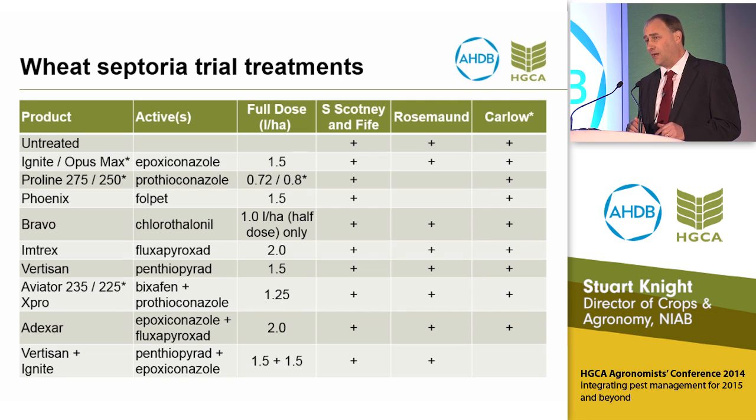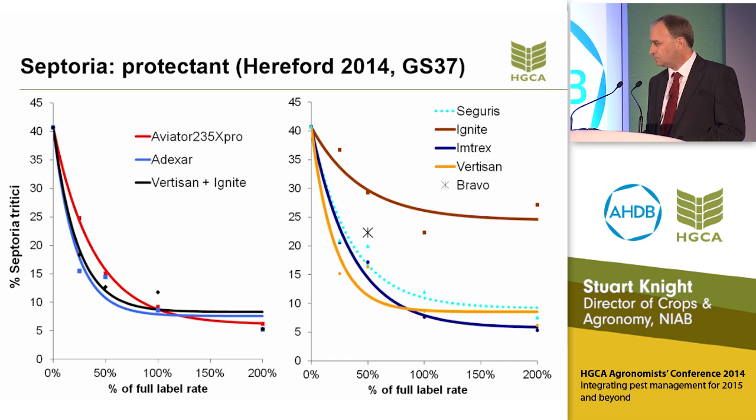Then we have a couple of straight SDHIs, Imtrex, fluxapyroxad and Vertisan. And then 3 SDHI azole mixtures, either formulated products or tank mixes, Aviator, Adexar and Vertisan Ignite. So that's our core product range for the Septoria trials.